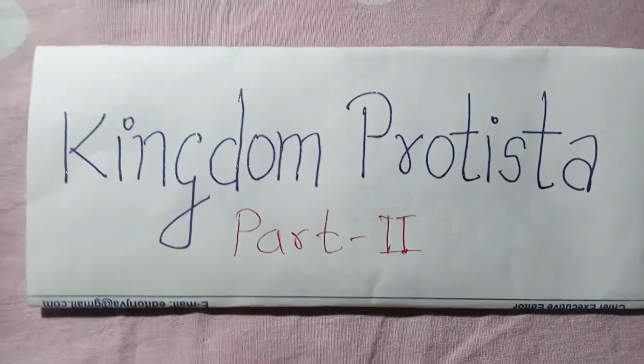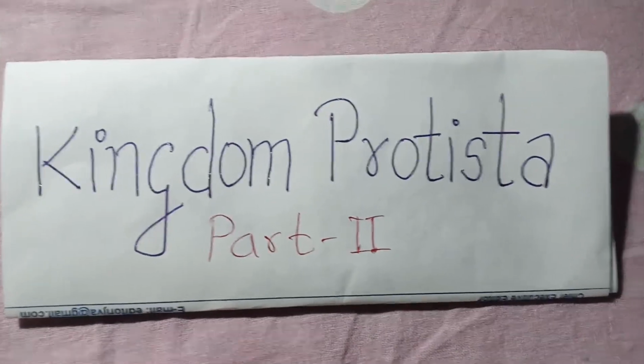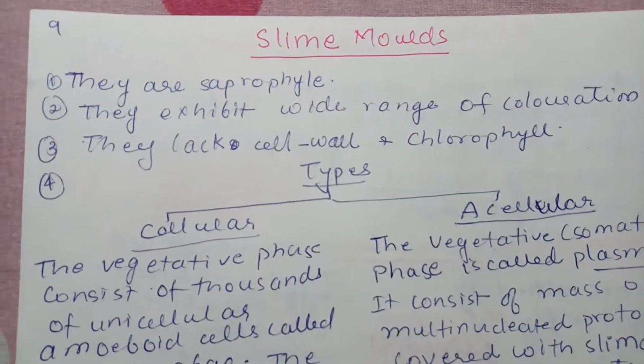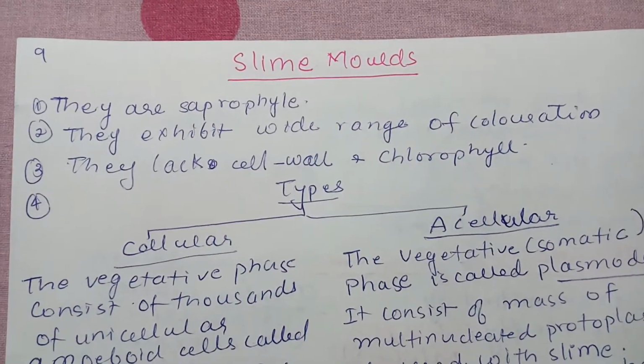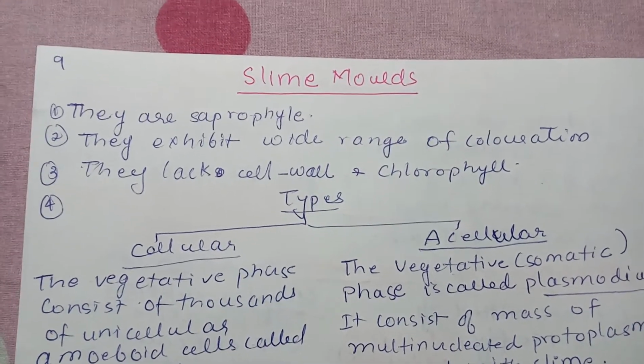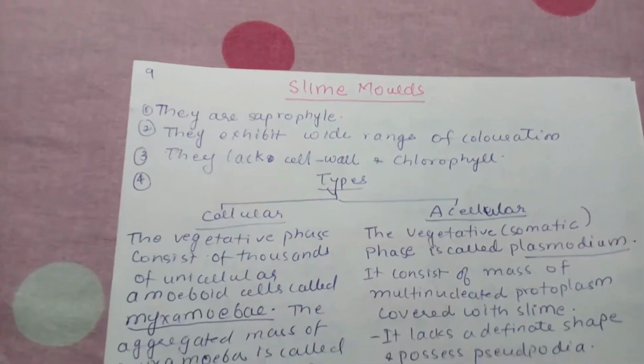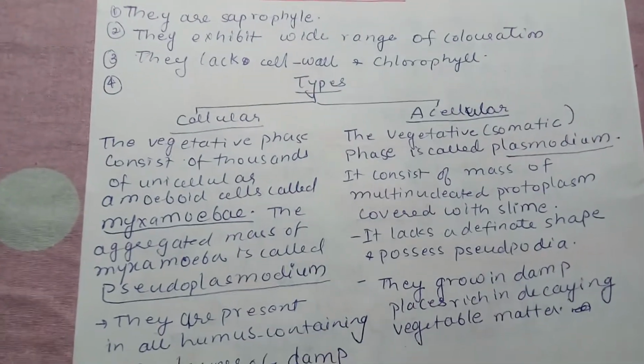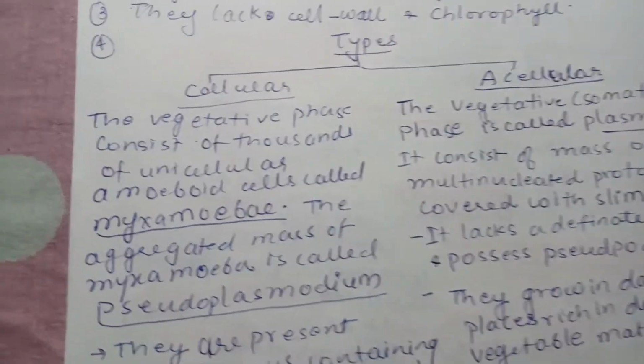Dear student, we will discuss the remaining portion of kingdom Protista. We'll start with the slime molds. They are saprophytes, they exhibit a wide range of coloration, they lack cell wall and chlorophyll, so there is no photosynthesis over here. Now they are divided into two different types, cellular and acellular.